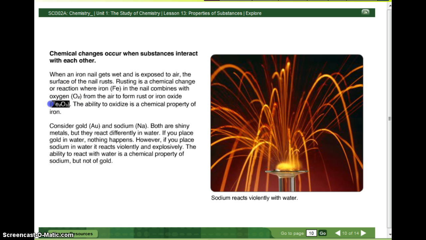And then it becomes Fe2O3. So when they come together, how many total iron atoms are there? 2. How many total oxygen atoms are there? 3. So this one molecule is made of 2 iron atoms and 3 oxygen atoms.